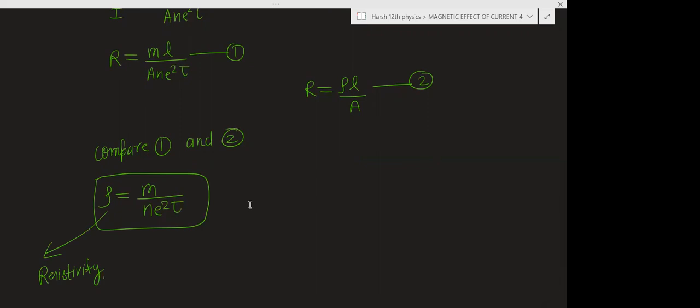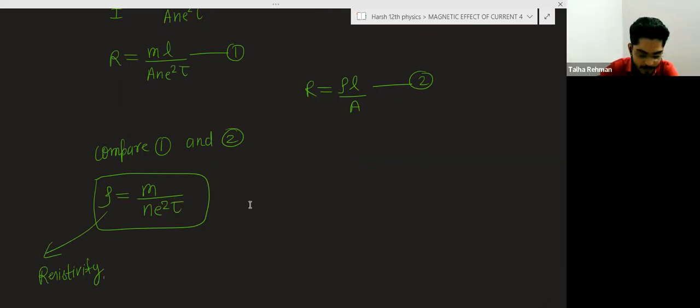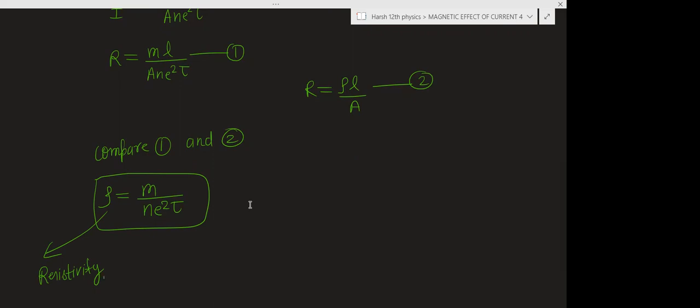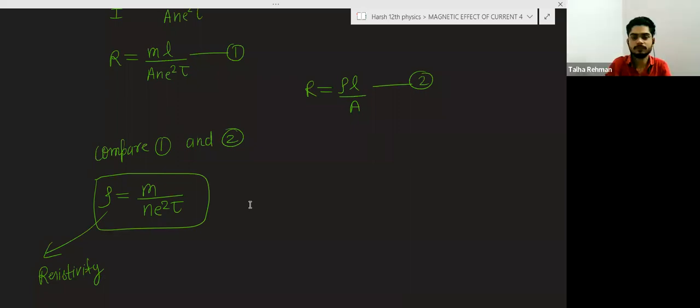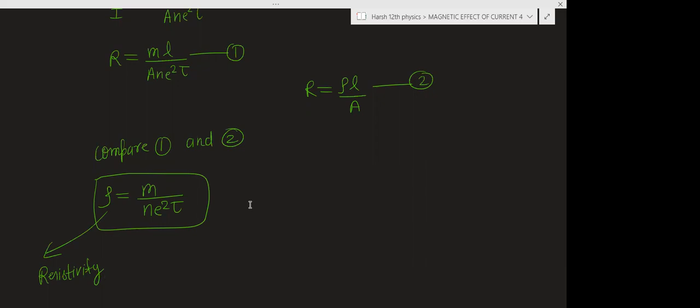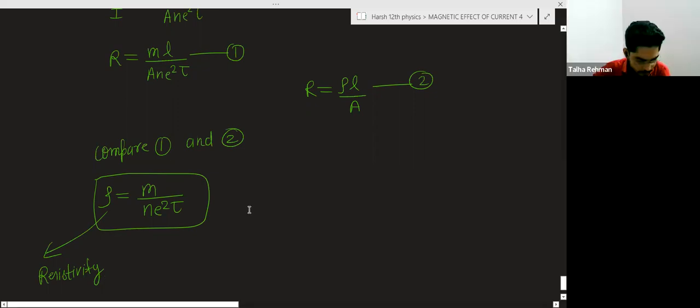Next question, then there is an OR question in that also. OR: A cell of EMF E and internal resistance r is connected across a variable resistor R. Plot a graph showing variation of terminal voltage V of the cell versus the current I. Using the plot, show how EMF of a cell and its internal resistance can be determined.